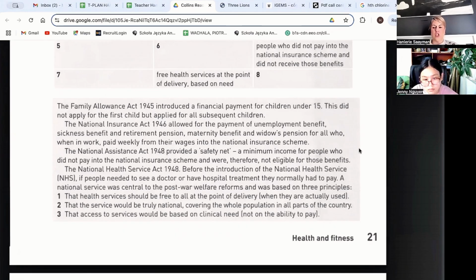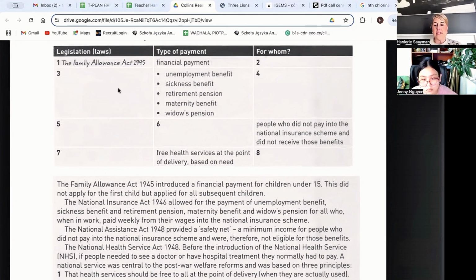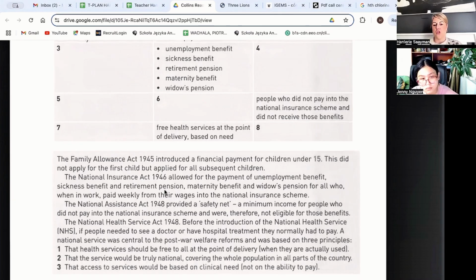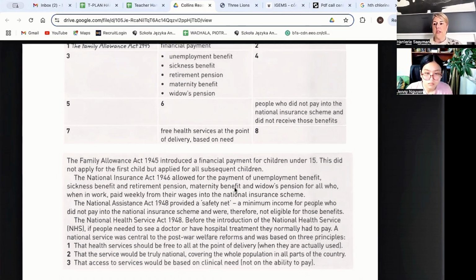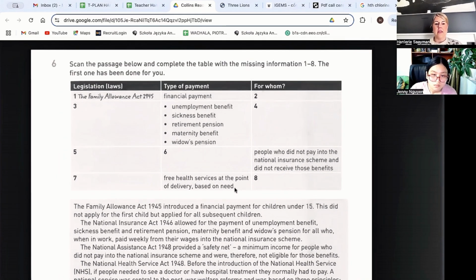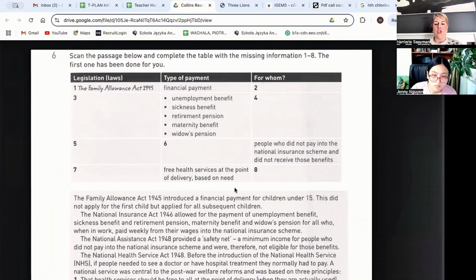Okay, so Jenny, what you're going to do for homework is summarize this table for us. I'm going to send you this text again, so you're going to read it in your own time, and then you are going to write numbers 1 to 8 with the answers, okay?